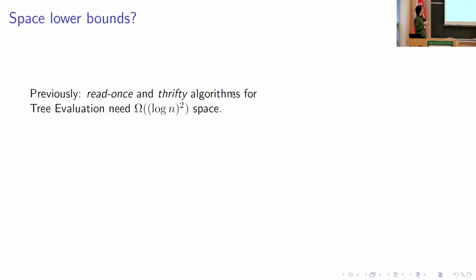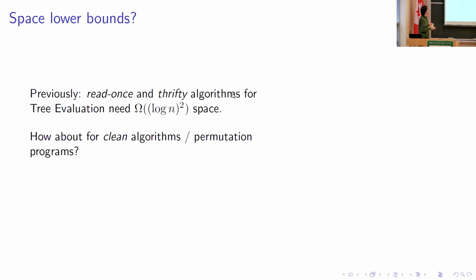The other thing I wanted to quickly talk about is lower bounds. So a reminder that previously people had proved that this log n squared conjecture is true if your algorithm is part of one of these special classes. So if it's a read once algorithm or a thrifty algorithm. And so logically, since our algorithm takes only space log n times log n, you can infer that our algorithm is not read once and it's not thrifty. But maybe we can still try to find lower bounds.